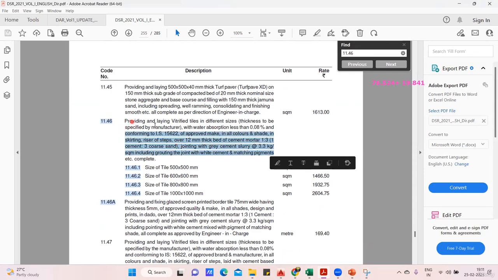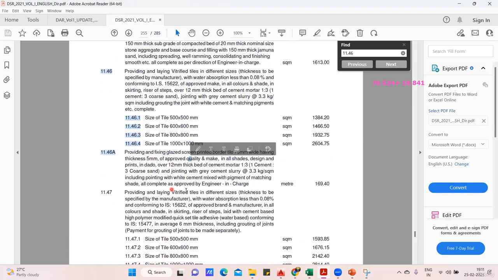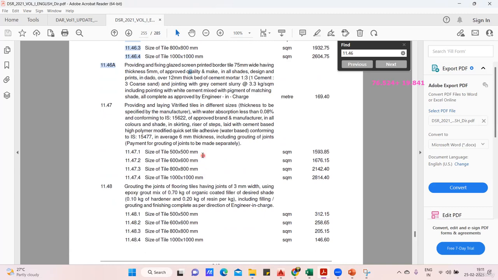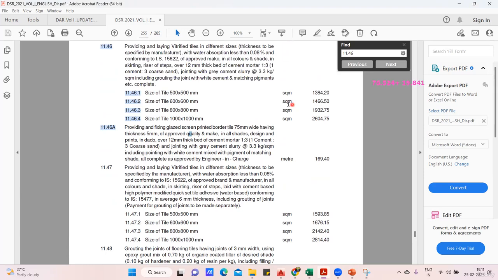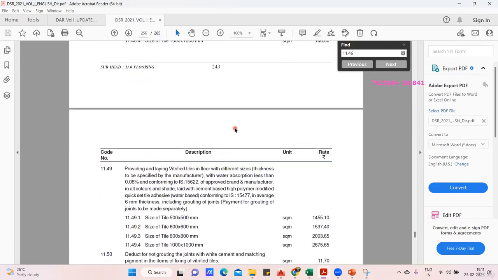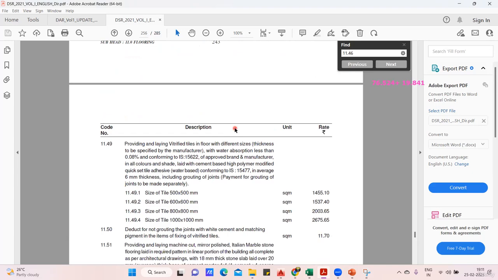Just read it out. Providing and laying vitrified tiles in different sizes, in all color and shade. In skirting, it is written. Can you see here? Skirting, risers of step, that is staircase and all. Okay, 12 mm. Everything will come in this only. Otherwise, you have to go for wall dado again. Again, it's written wall dado here. All shades and design in dado over 12 mm. This is also there. So based on that, you're supposed to take. But here, I'll consider both skirting and wall dado in one thing, and I'll take this particular rate. Otherwise, you have to take separately. Then you have to check here in BOQ where it is given. Based on that, you are supposed to do it.